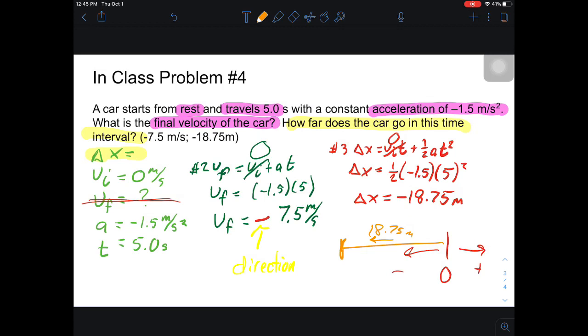Hopefully those 2 extra problems are going to help you work through the worksheet called constant acceleration problems. If you have any questions, let me know.